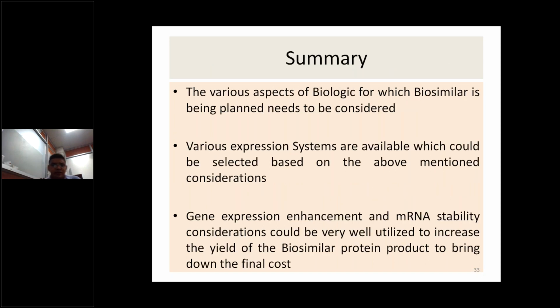So I have come to the end of my talk. I would like to summarize that we have talked about the various aspects of biology which need to be considered for biosimilar development. We have to take into account all these factors before starting: first, the gene sequence optimization, codon optimization, then which vector to choose, which expression system to choose. These are all necessary considerations which will have a very significant effect on the final product.